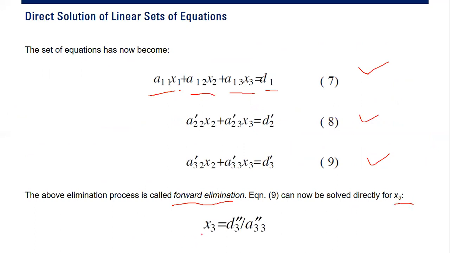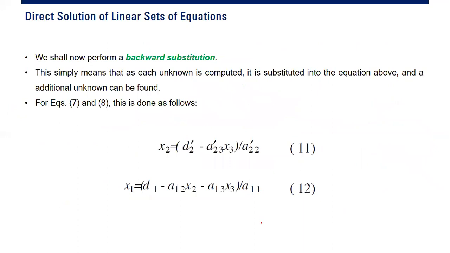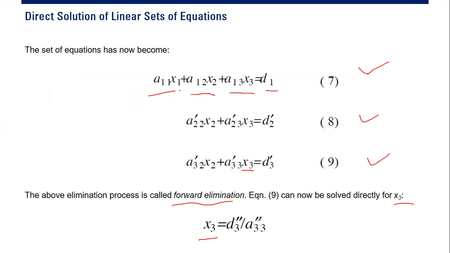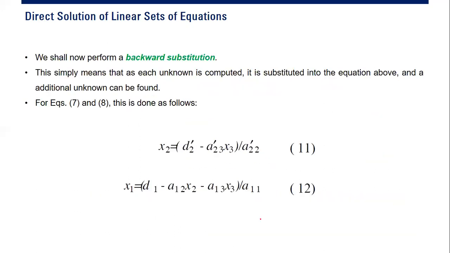Okay, so x3 equals D3 double prime divided by A33 double prime. Okay, all right, just follow me so that we understand the logic behind this method. And then we shall now perform a backward substitution. Previously it was forward elimination, now backward substitution.